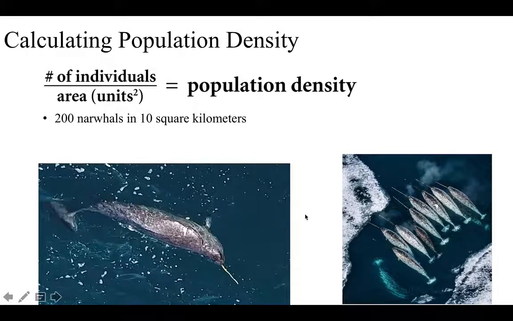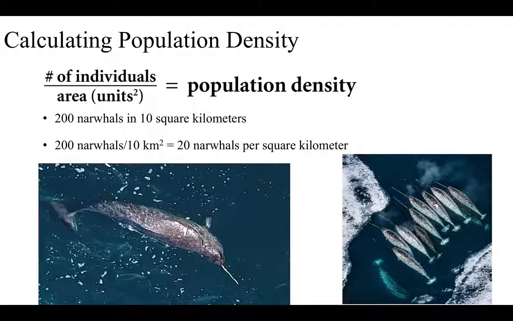These are the narwhals over here, right, with that long tusk, living in the north in Arctic waters. So let's say she's out there freezing on a boat and she counts 200 narwhals in a 10 square kilometer area. The way she would calculate population density is 200 narwhals divided by the area that she was looking at, which is 10 kilometers squared, and she would calculate a population density of 20 narwhals per square kilometer.